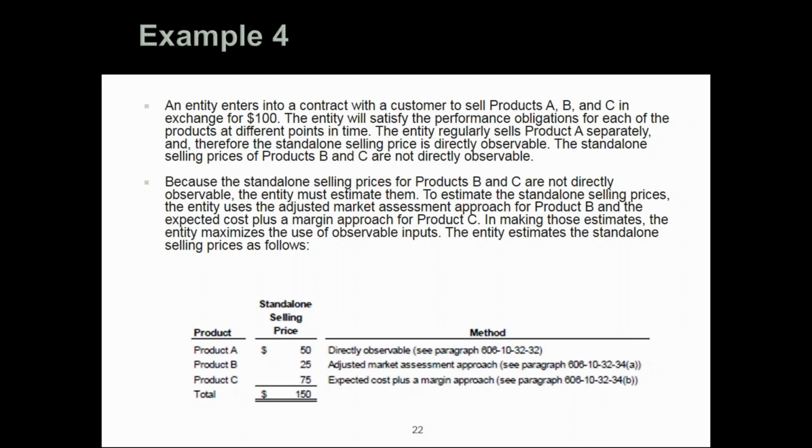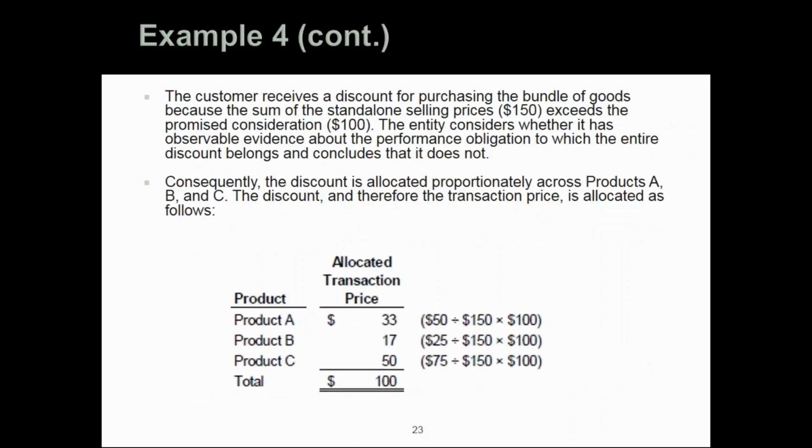So the entity estimates the standalone selling prices as follows. For product A, it's $50. They use the directly observable method because that's what they typically sell the product for on a standalone basis. With products B and C, as I mentioned before, they don't typically sell those products on a standalone basis. So for product B, they use the adjusted market assessment approach and estimate a selling price of $25. For product C, they use the expected cost plus a margin approach and estimate a selling price of $75. So the total is $150.